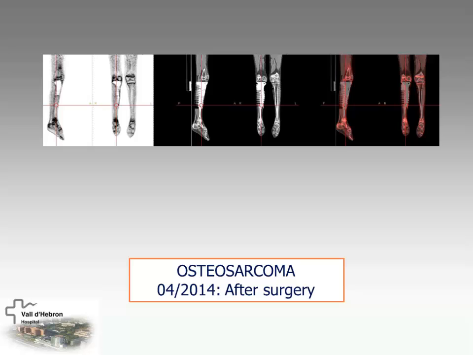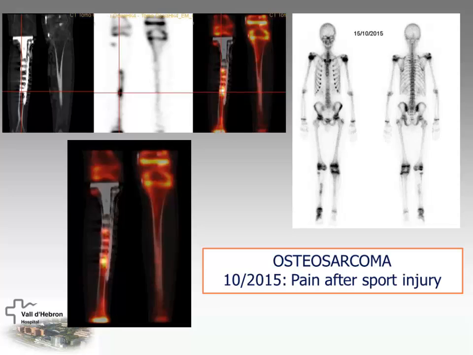And the PET was requested by the oncologist or sometimes by the traumatologist. In this case, it was by the oncologist, and the activity around the prosthesis was completely normal. The PET can detect local recidives around the prosthesis. And 1 year later, the boy came again to the hospital because he had pain in his leg after a sport injury. And then we performed a bone scan.